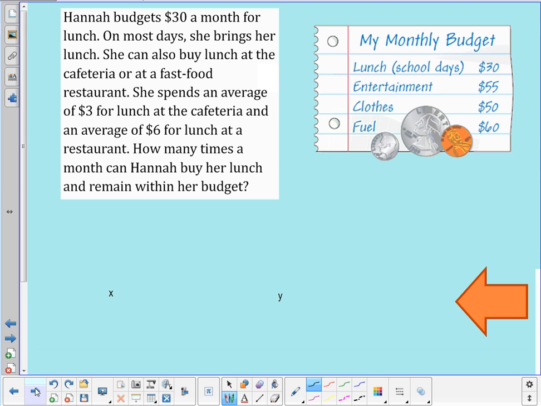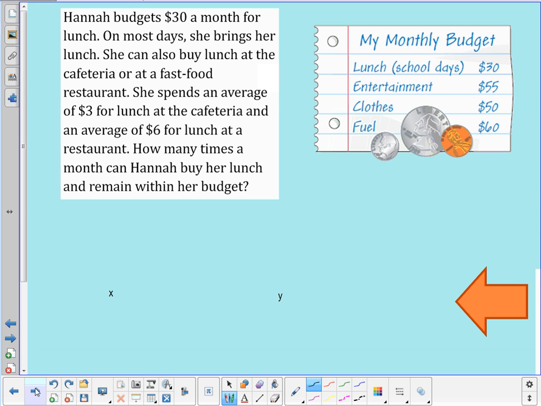So first example up at the top says Hannah budgets $30 a month for lunch. On most days she brings her lunch. She can also buy lunch at the cafeteria or at a fast food restaurant. She spends an average of $3 for lunch at the cafeteria, $6 for lunch at the restaurant. How many times per month can Hannah buy her lunch and remain within her budget?